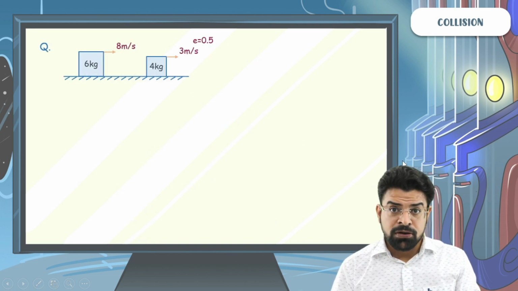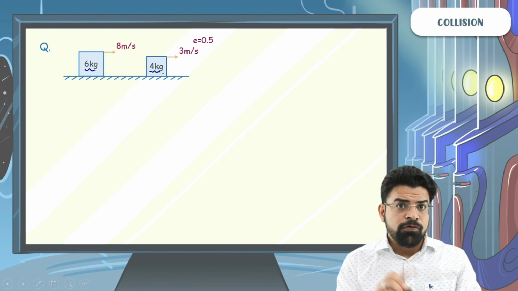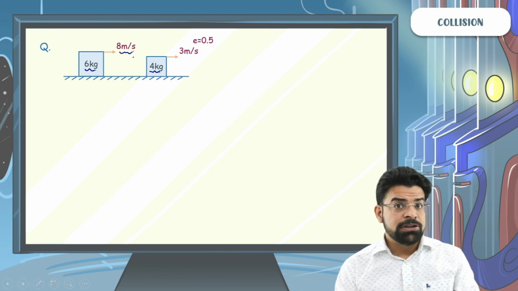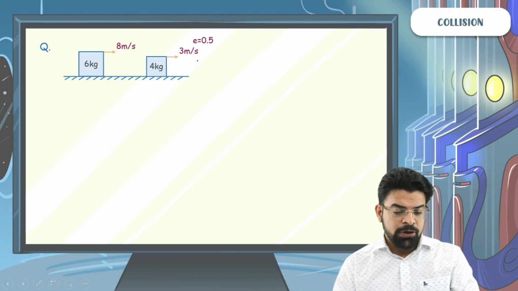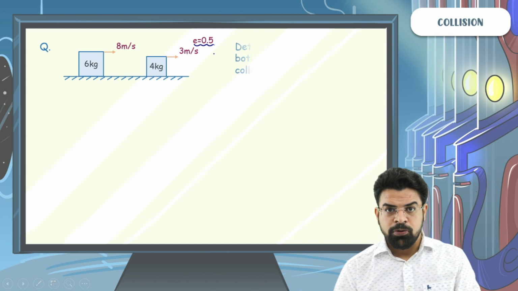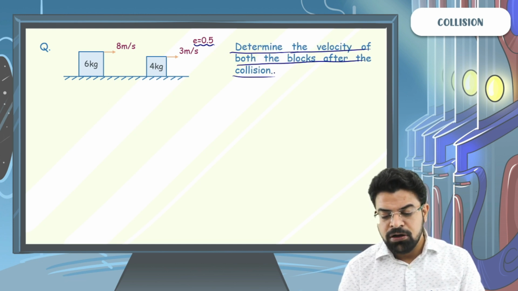So the question goes like, there are two blocks of mass 6 kg and 4 kg. The block of mass 6 kg has velocity 8 meter per second towards right, and the block of mass 4 kg has velocity 3 meter per second towards right. The coefficient of restitution is 0.5. Question is determine the velocity of both the blocks after the collision.